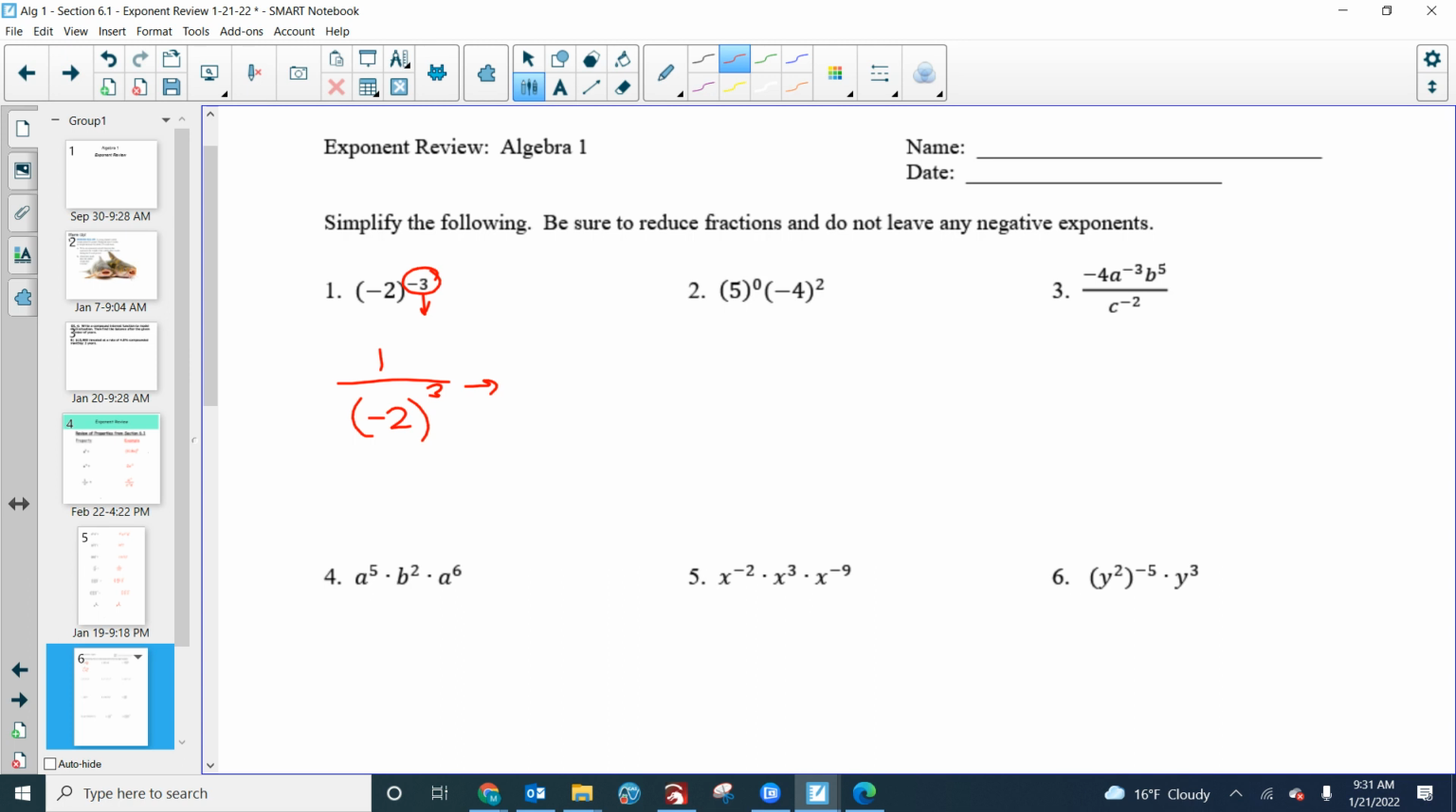All right. And what is negative 2 to the third? Negative 2 times negative 2 times negative 2. Negative 8. Very good. Is that the same as that? Yes. Is that the same as that? Yep. These are all the same.